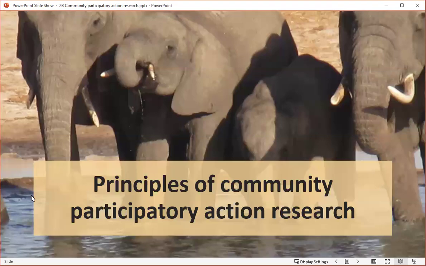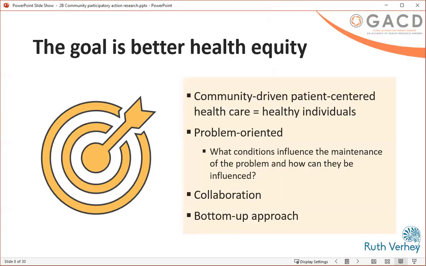So, principles of community participatory action research. Our idea is we want to improve health equity. So, community-driven, patient-centered healthcare should leave us with healthy individuals, right? We want to be problem-oriented in order to find the right solutions to the problems that have been identified. And we need to figure out what conditions actually influence the maintenance of the problems. And we want to base everything on equitable collaboration, which means we're doing a bottom-up approach, which is not always what happens in academia.